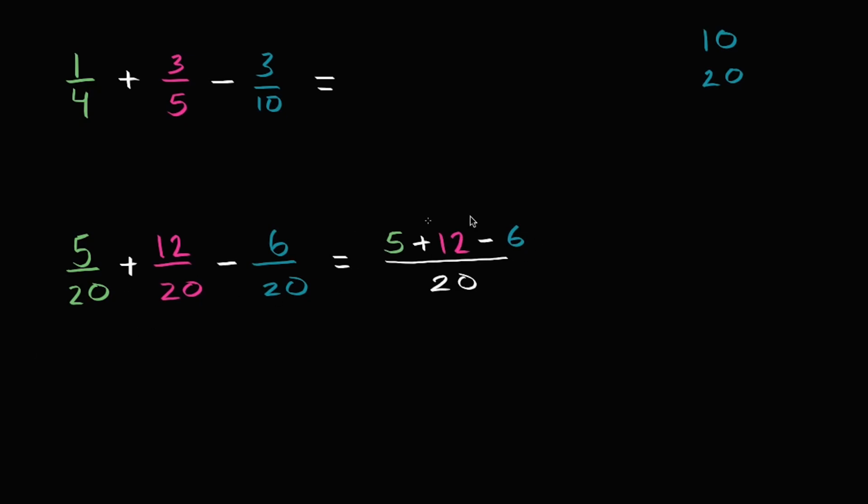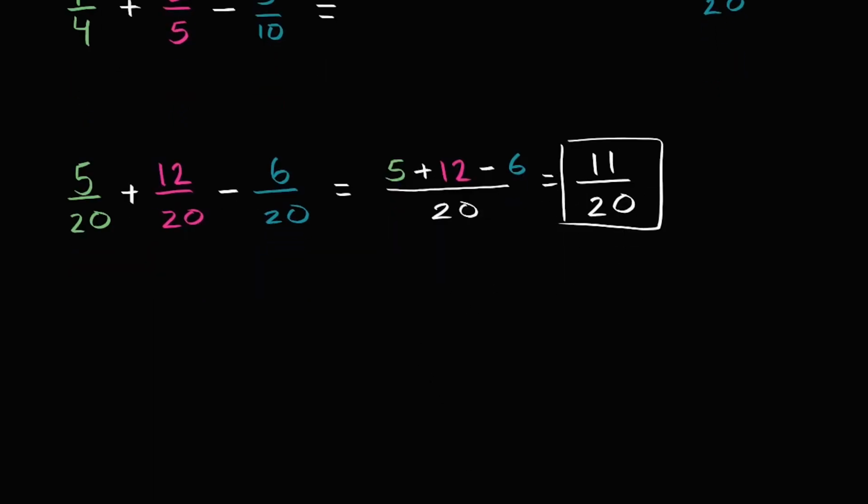Well, all of this, we are counting twentieths is one way to think about it. So 5 plus 12 is 17, minus 6 is 11. So we get 11 twentieths. I have 5 twentieths, I add 12 twentieths, and I take away 6 twentieths, I'm going to be left with 11 twentieths. Let's do one more example of this, just for good practice.